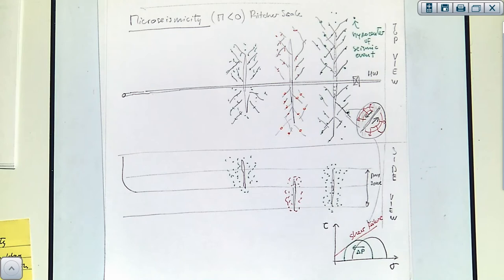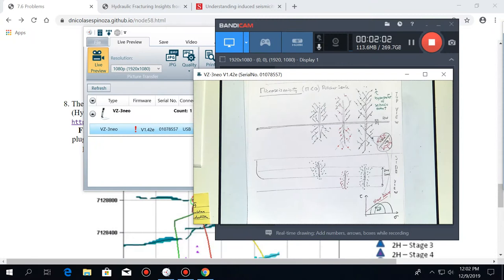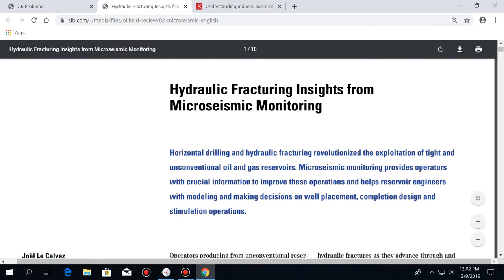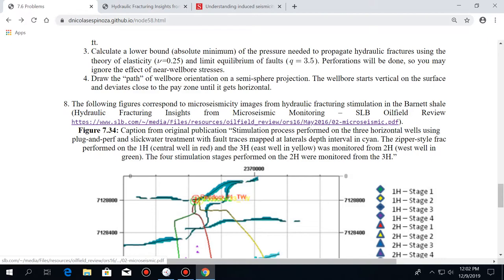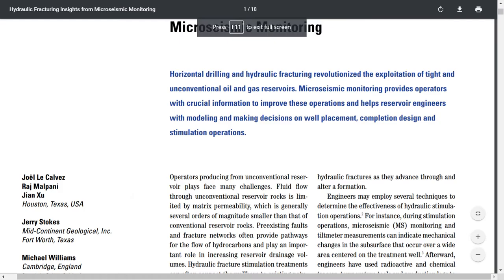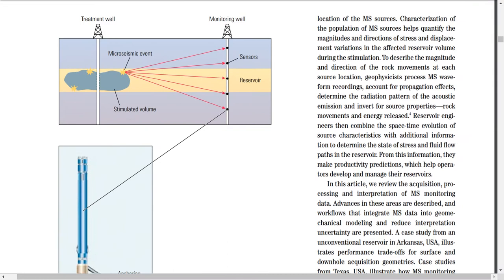All right, so if you are interested in induced seismicity, something that you're going to see a lot if you work in hydraulic fracturing, I strongly recommend that you read this manuscript, which is, if you go to problems, and you have the link right here, and this is a file that tells you the fundamentals about microseismic imaging. We have some pretty pictures here. Whenever you see some of these summaries from the Oilfield Review, usually these are very good summaries done by Schlumberger and people that work over there. And they are very well written, they have very nice images, and this is one example.